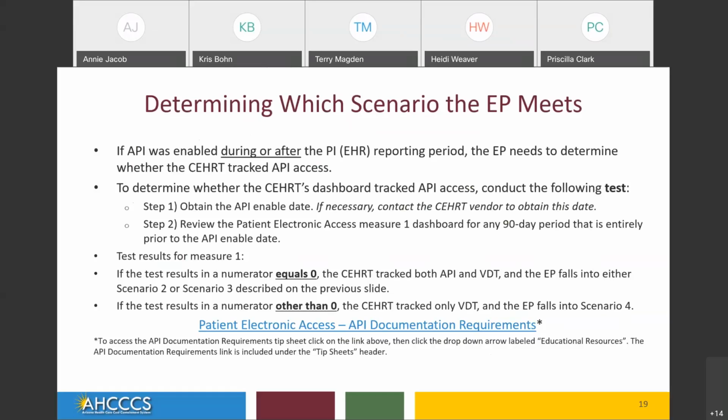There is a link here that takes you to a PDF that contains the decision tree. It contains the test we just walked through and what documentation is required in each scenario. And I will show you that PDF at the end of this presentation.